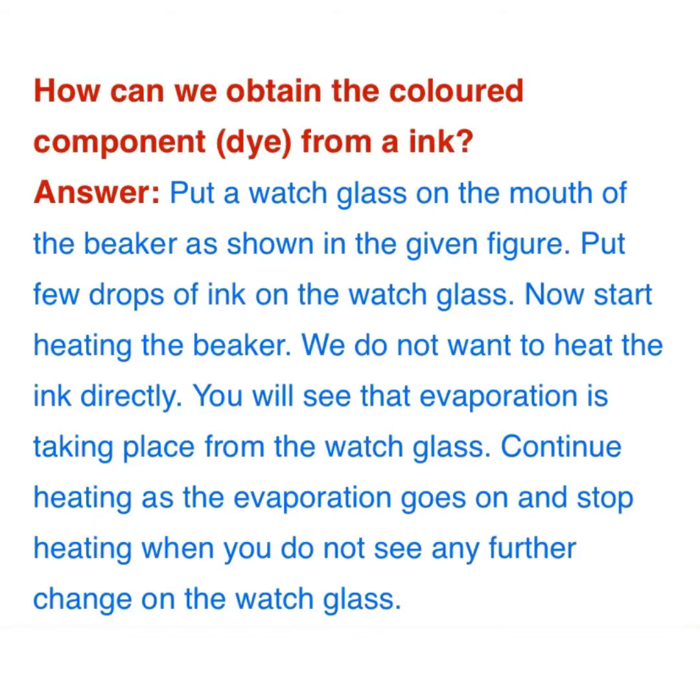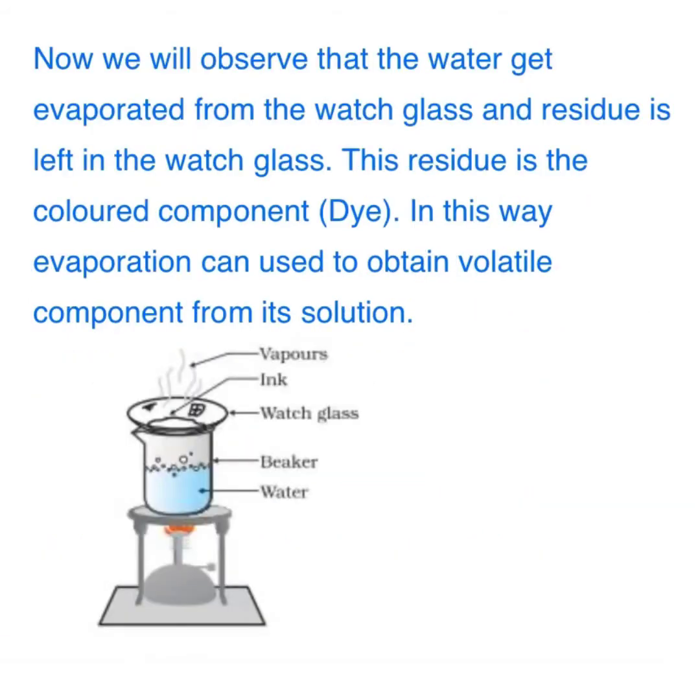We do not want to heat the ink directly. You will see that evaporation is taking place from the watch glass. Continue heating as evaporation goes on and stop heating when you do not see any further change on the watch glass. Means you have to heat it till evaporation is taking place. So students, as shown in the diagram, first of all you have to take a watch glass. You have to put a few drops of ink in the watch glass and then you have to put the watch glass on a beaker containing water and heat it till evaporation takes place in the watch glass.